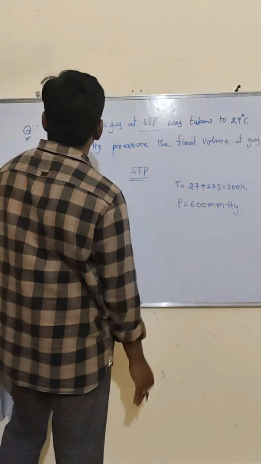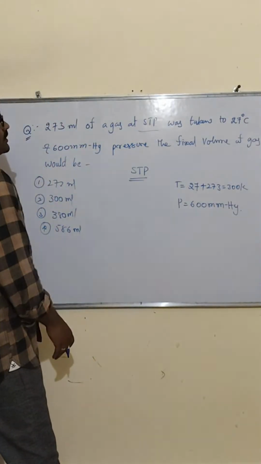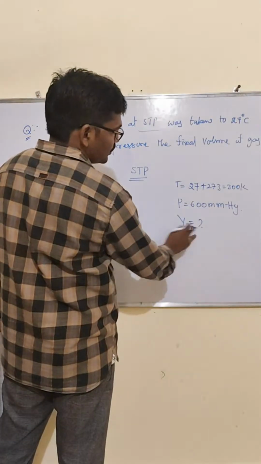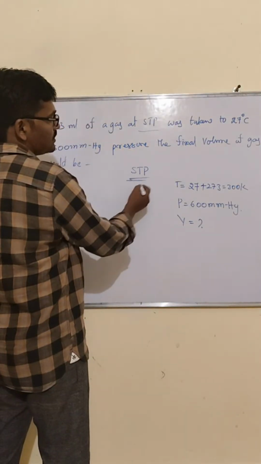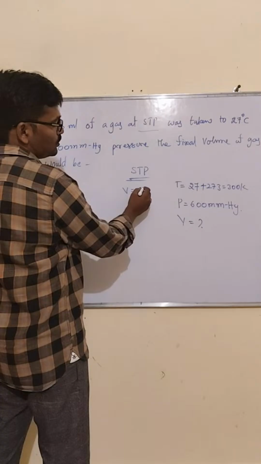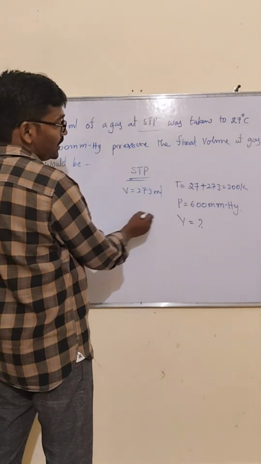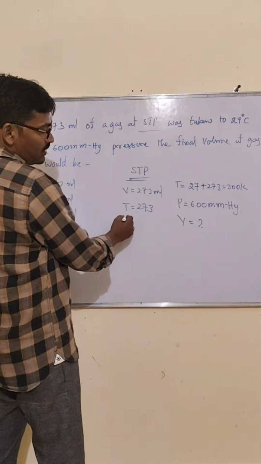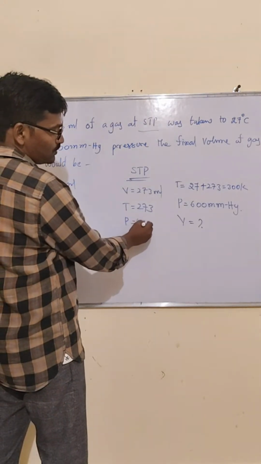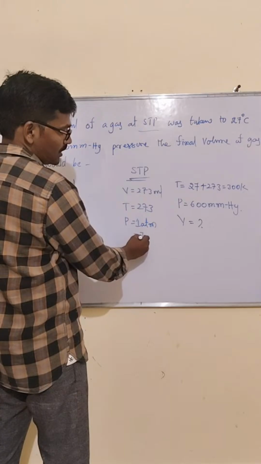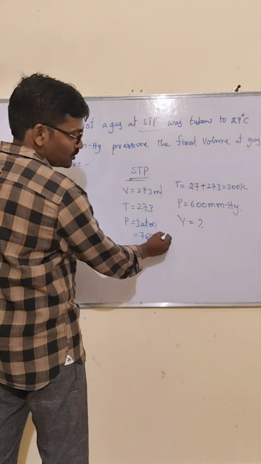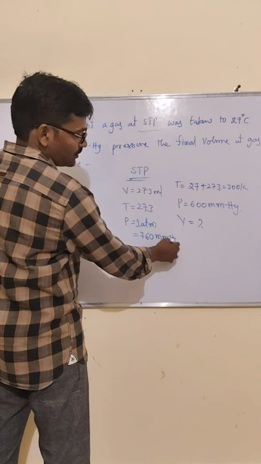Then what are they asking? They're asking the volume. At STP conditions, how much is the volume? It is 273 ml. STP conditions means what is the temperature? It is 273. Then what is the pressure? 1 atmosphere will be present, nothing but how many mm of Hg, 760 mm of Hg, my dear students.